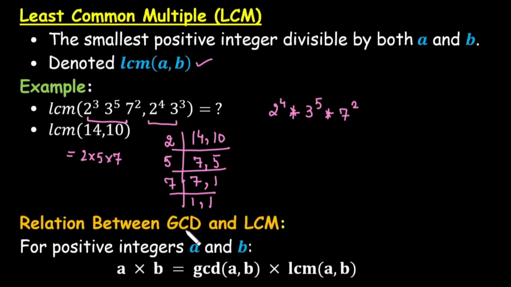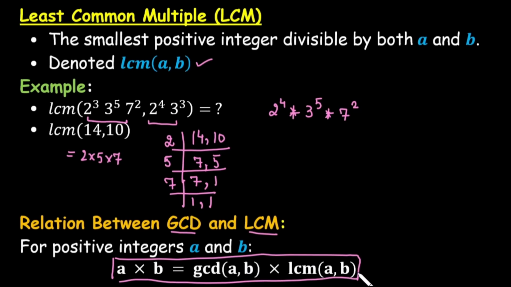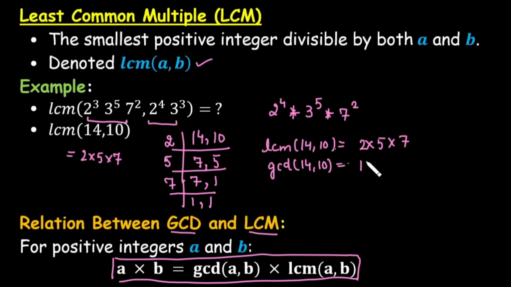Moreover, we have the relation between the GCD and the LCM of two numbers, that is the product of two numbers is always equal to the GCD of the two numbers into the LCM of the two numbers. For example, in this case, LCM of 14 and 10 is equal to 2 into 5 into 7. Now, if the question is what is the GCD of 14 and 10? That can be calculated directly with the help of this relation, as we have the LCM of 14 and 10 with us. So that is equal to 14 into 10 divided by the LCM of these two numbers. Simplify this, 2 into 5 is 10 and here it is 2. So the GCD of 14 and 10 is equal to 2. So if any one of them is given to us, then we can find the second one.